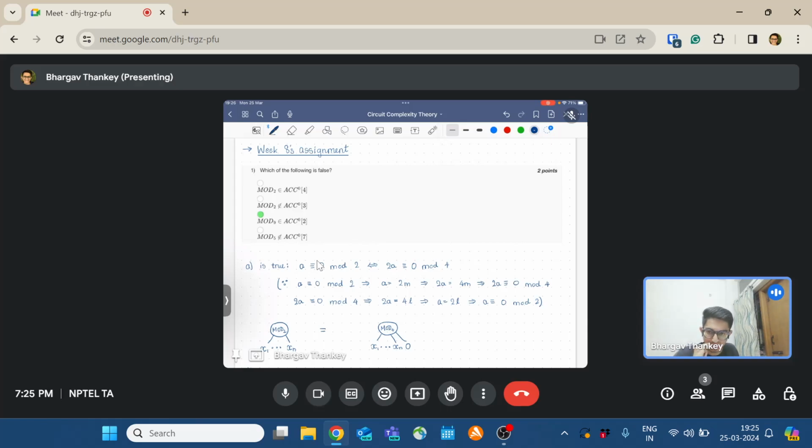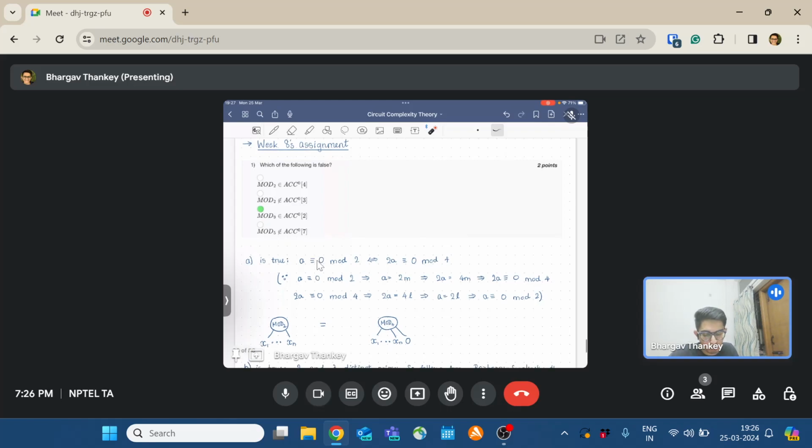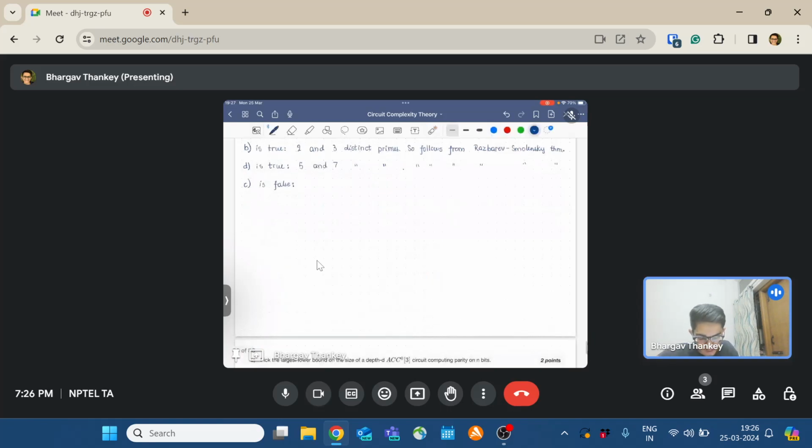Well, one way to do it is the following. It's sort of combining the Razborov-Smolensky theorem with what we did in A. So in A, we saw that mod 2 is an AC0[4], right? So if I give you a mod 4 gate, you can simulate a mod 2 gate. What we'll do in D is the following. We'll show that if I give you a circuit for mod 9, then you can come up with a circuit for mod 3, but we know that you shouldn't get an AC0 circuit for mod 3, right? And this will prove that mod 9 is not an AC0 circuit.